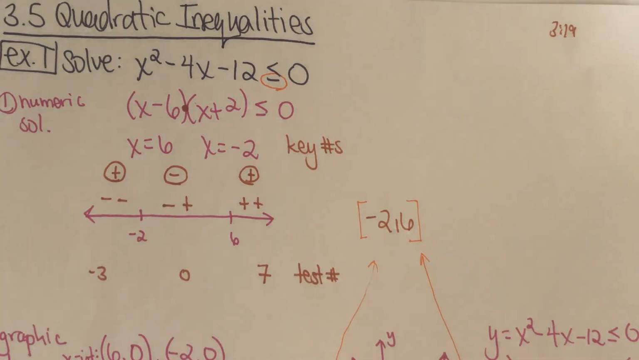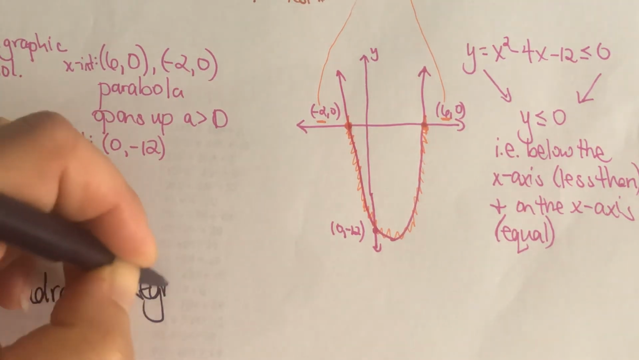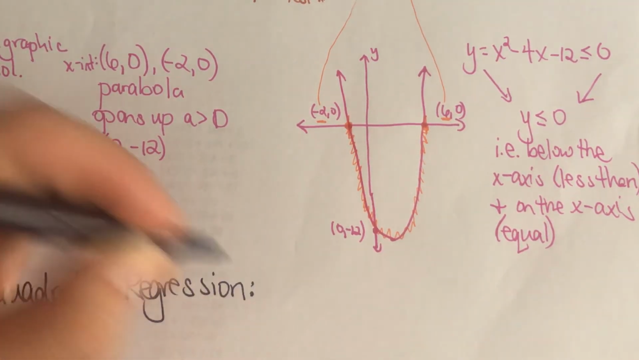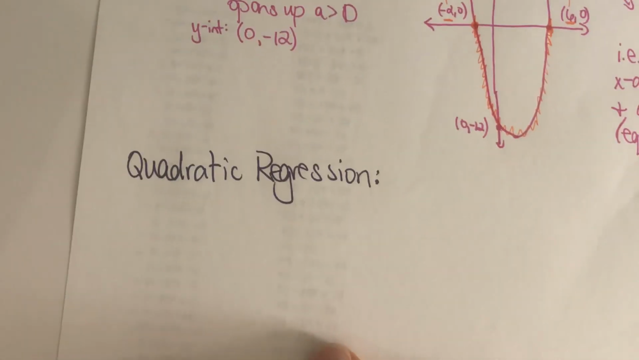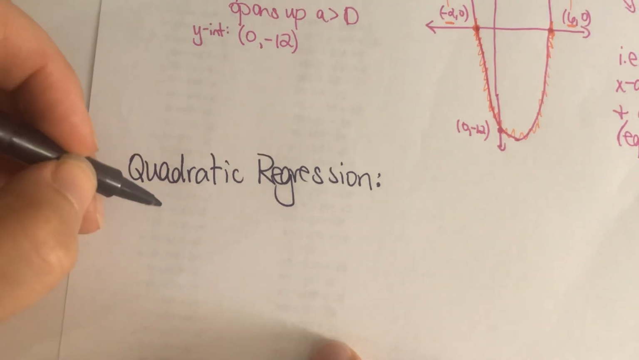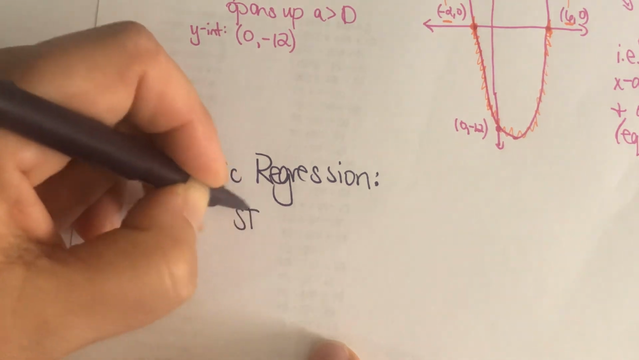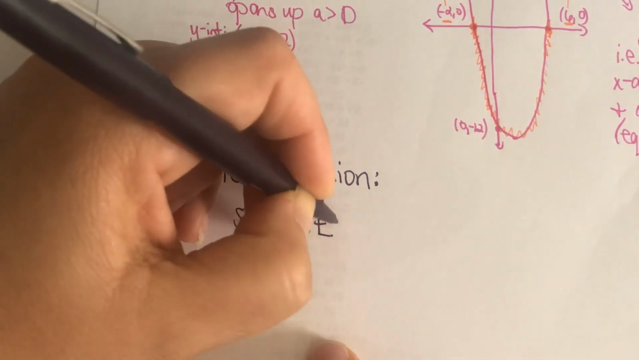One last thing, I need you guys to write this down. This is for 3.4. You guys are going to do some reading on your own for 3.4 and then there's some applications, but there's one problem that asks you for quadratic regression. For the quadratic regression problem, you're going to go into your lists like we've done before for linear regression. So you hit stat, edit, right? So for lists, you hit stat and then edit.